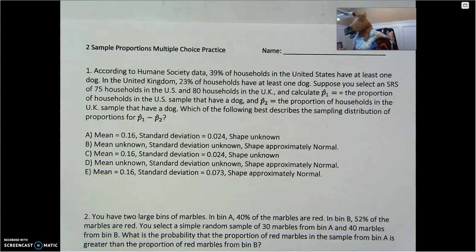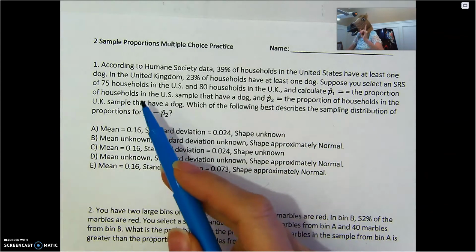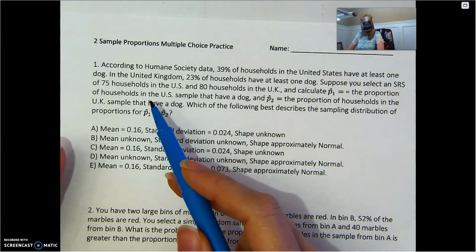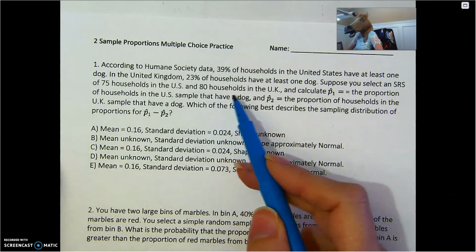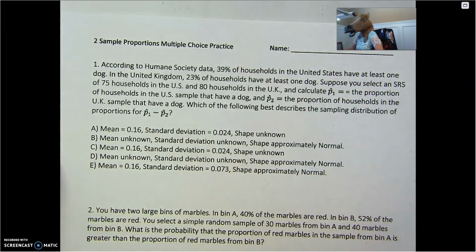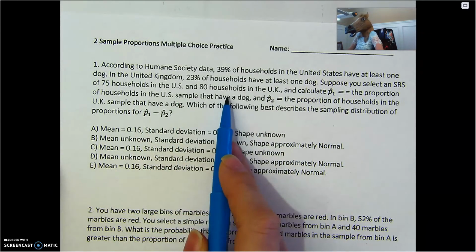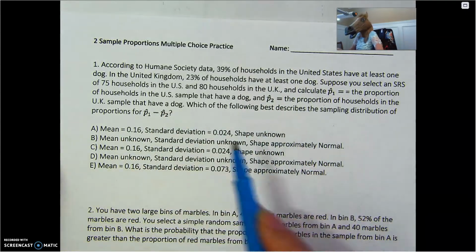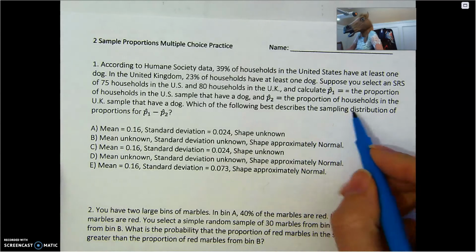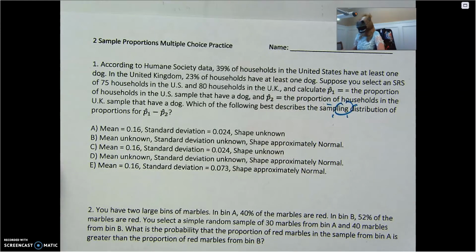According to Humane Society data, 39% of households in the United States have at least one dog. No horses? That's a good thing. In the United Kingdom, 23% of households have at least one dog. Suppose you select an SRS of 75 households in the US and 80 households in the UK, and you calculate the proportion of each. Which of the following best describes the sampling distribution for the two proportions?